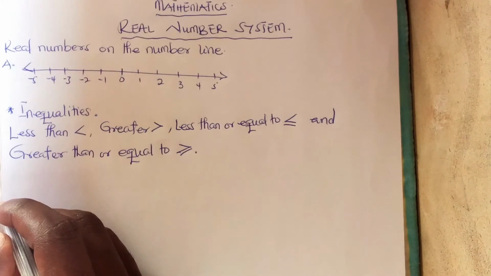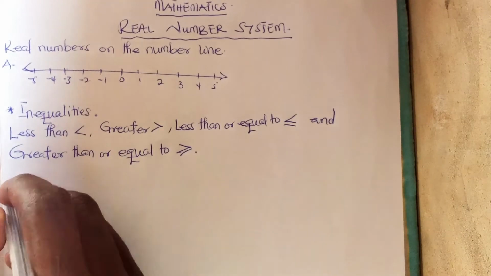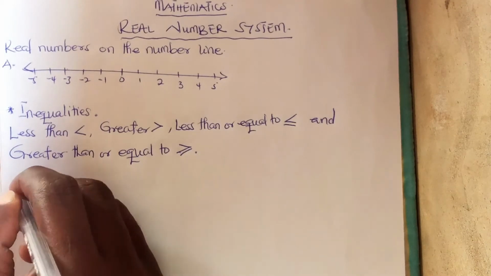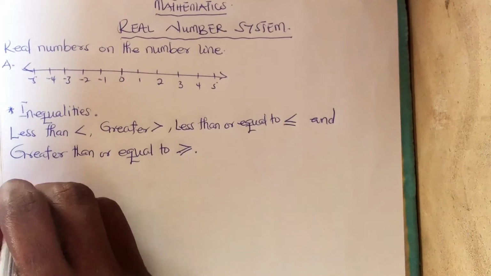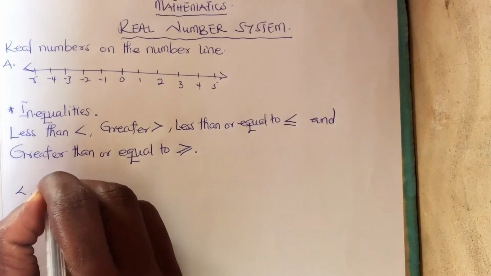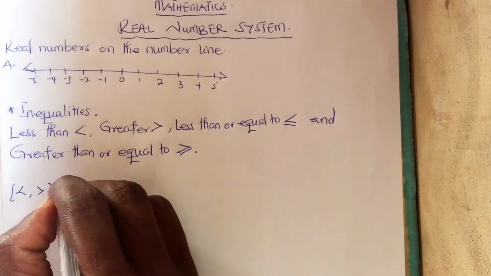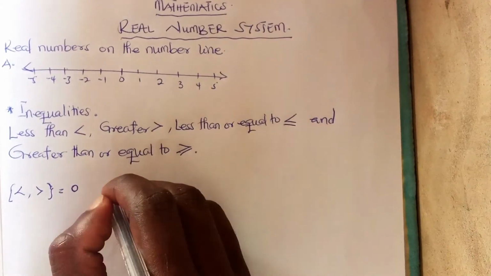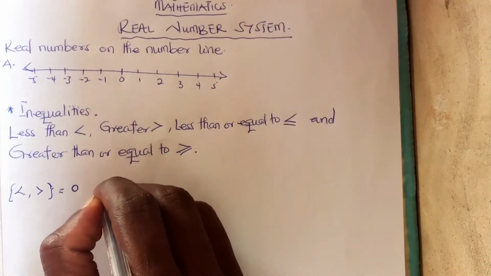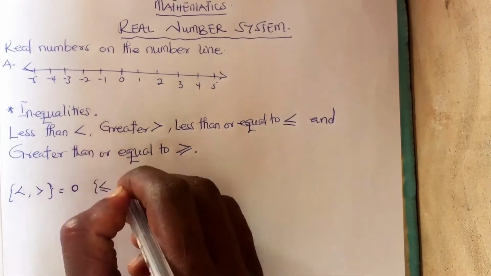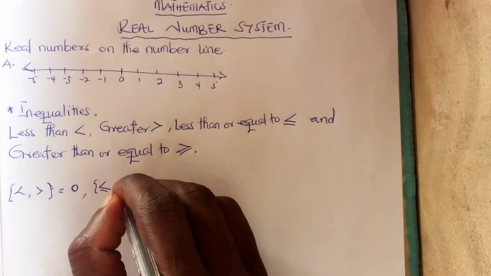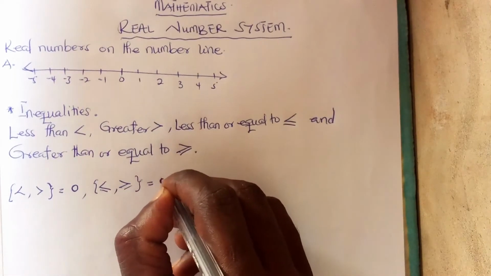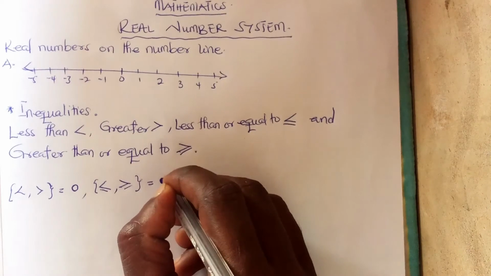In the inequalities on the number line, when we have less than or greater than, this is the symbol we use. We use a circle without a shading. But when we have less than or equal to or greater than or equal to, we use a shaded zero, or you can call it a dot.